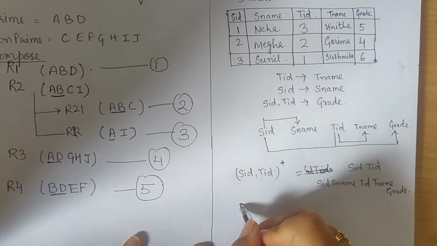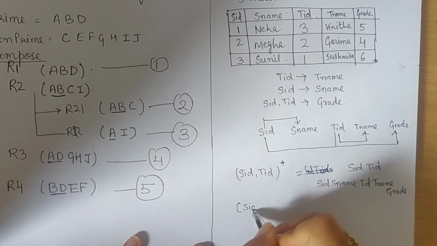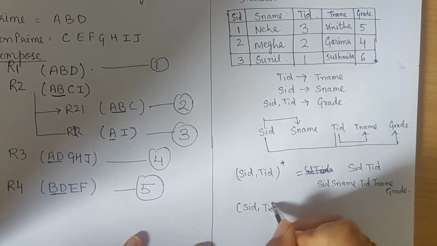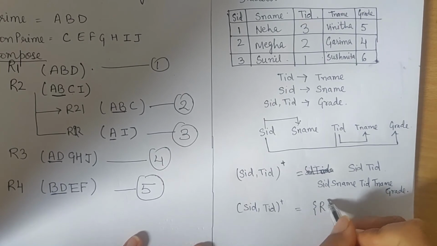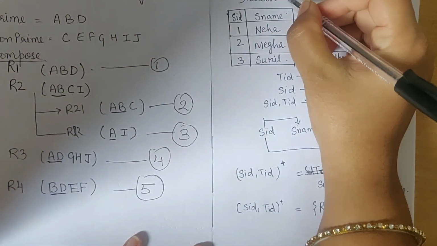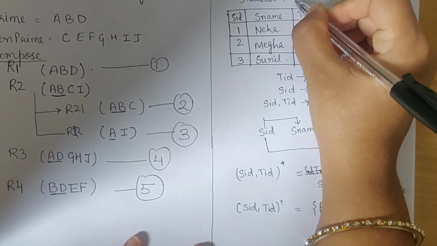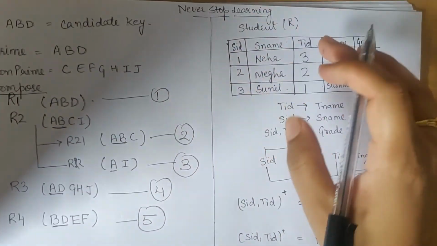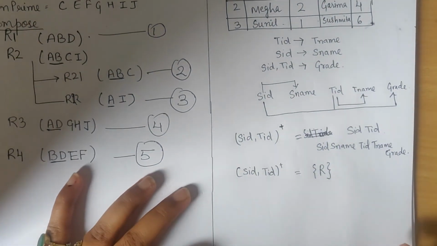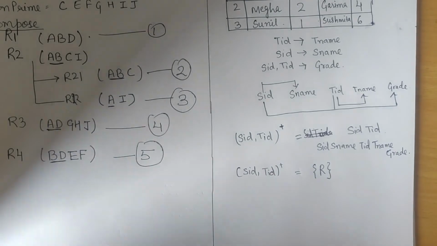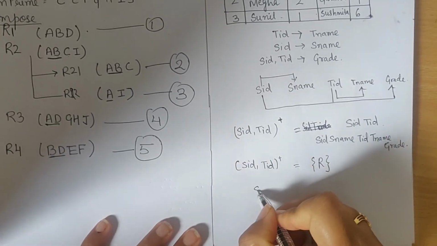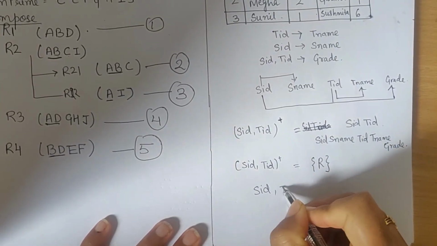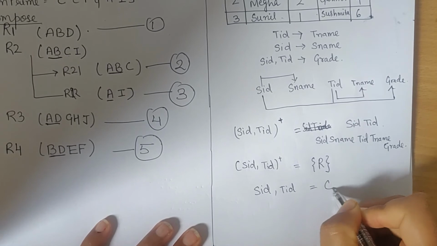So if I am saying that closure of SID and TID gives me entire relation R, entire relation R means what? Let us suppose this student is a relation R. Can I say SID and TID is giving me entire relation R? And if it is giving me entire relation R, that means SID comma TID is candidate key.